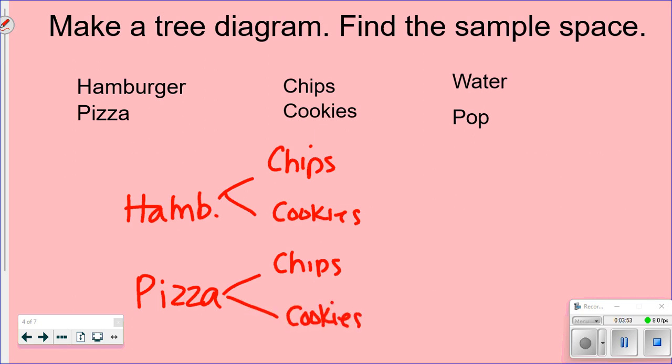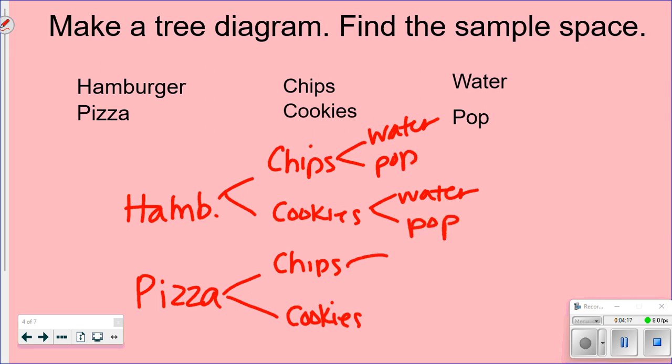Now, we can also have water and pop as a drink. So you could have a hamburger, chips, and water. You could also have hamburger, chips, and pop. You could have hamburger, cookies, and water. You could have hamburger, cookies, and, I'm sorry, this was supposed to be pop. Hamburger, cookies, and pop. You could have pizza, chips, and water. You could have pizza, chips, and pop. You could have pizza, cookies, and water. You could have pizza, cookies, and pop.